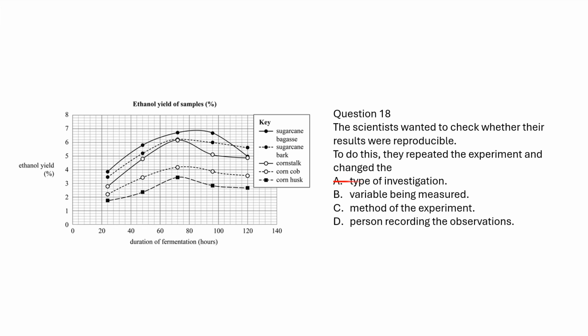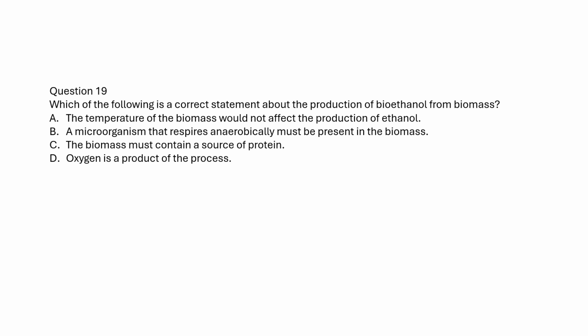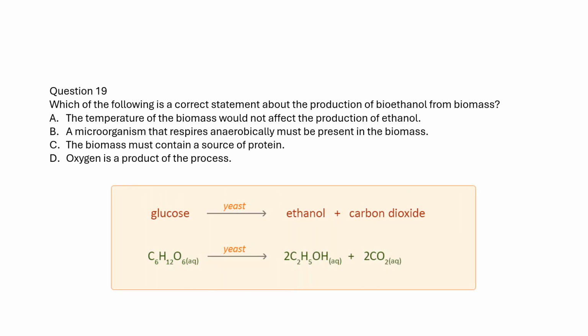The type of investigation, variable, and method is not related to the reproducibility. Observer bias interferes with the truth of the record, so changing a person to record data could improve the reproducibility. Microorganisms convert glucose into ethanol. This process must be anaerobic.